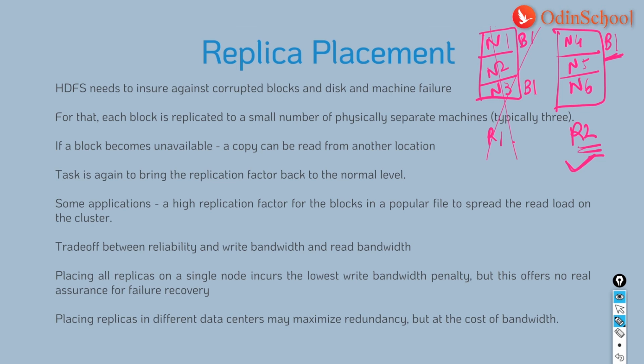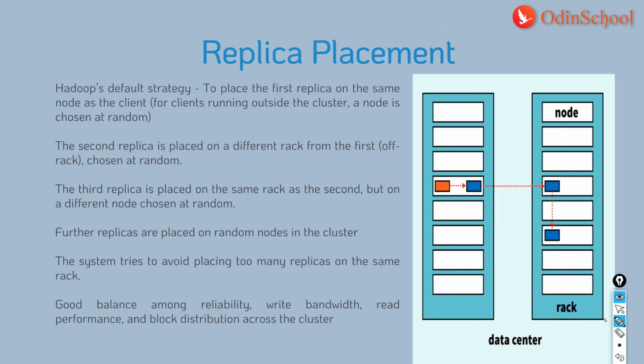Here, keeping a copy on rack 2 will actually make the read and write slower, because maybe this is at an India location, this is at an Australia location. So definitely the delay in reading and writing would come into the picture, but you have your data. So it is always a trade-off, as I told you, between the reliability and the write bandwidth and the read bandwidth. So that is what is explained over here.